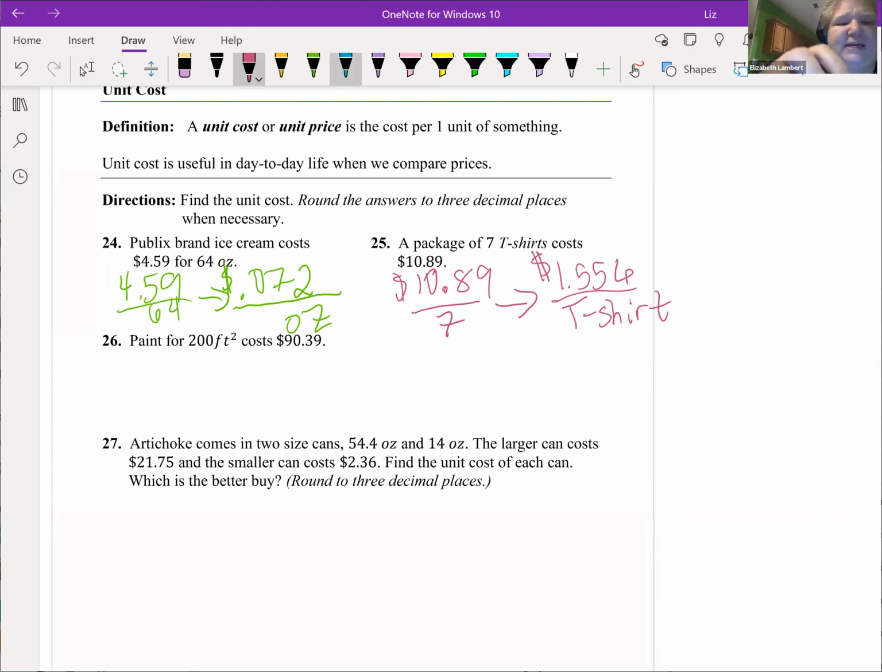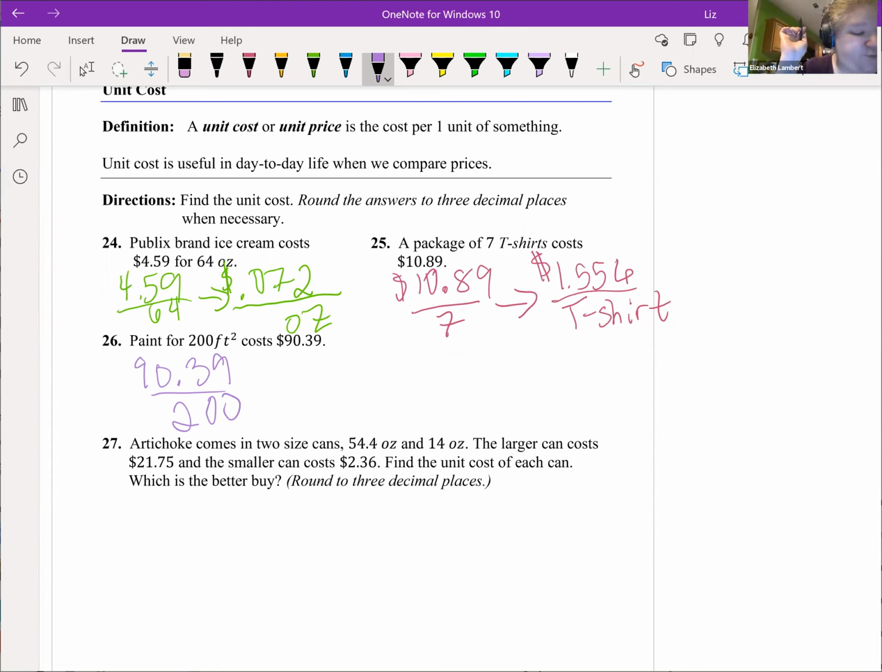All right, now we got paint. Purple sounds good for paint. Paint for 200 square feet costs $90.39. 200 square feet is pretty big though. All right, so money on top. 90.39 over 200. That won't be too bad because dividing by 100 just moves the decimal.